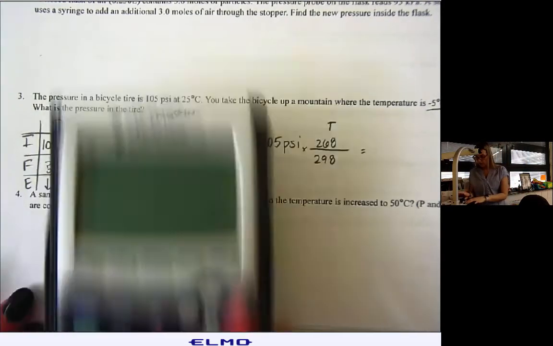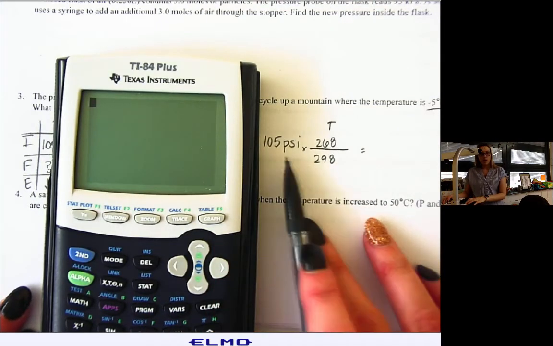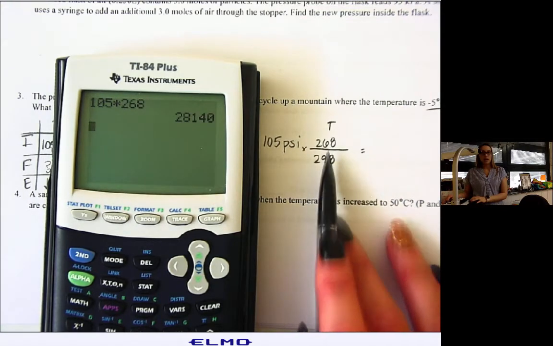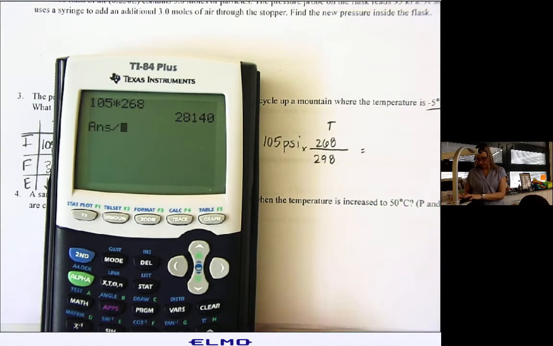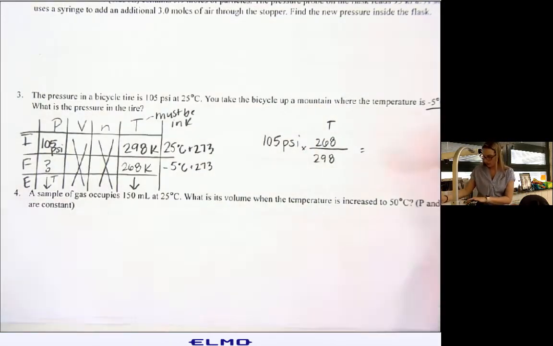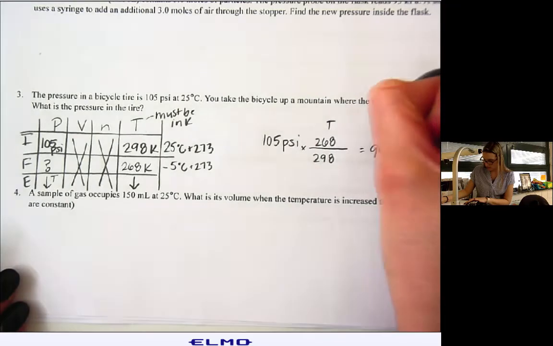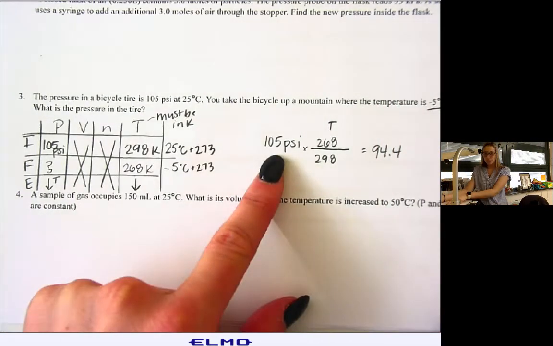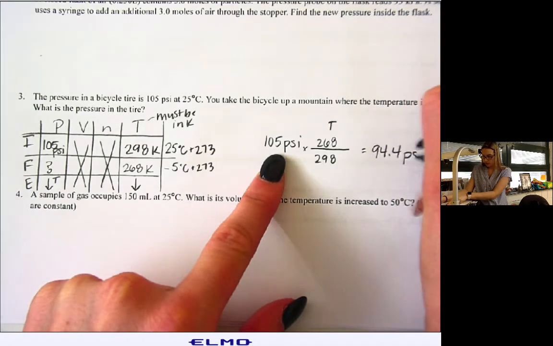So to solve, I'm going to do 105 times 268 and divide by what's on the bottom. You could do 94.4. You could do 94.43. I'll just do 94.4. Your pressure unit is the same as your initial pressure unit, psi.